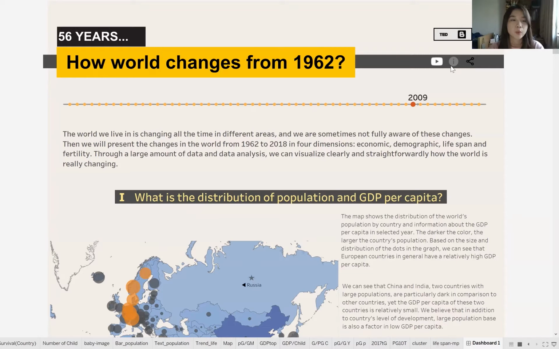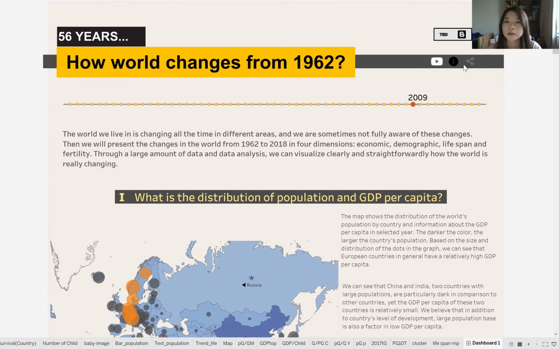We are Group 21. Today, we are talking about how the world changed from 1962. Here we will present the change in the world from 1962 to 2018 in 4 dimensions: economic, demographic, lifespan, and fertility. Through a large amount of data and data analysis, we can visualize early and straightforwardly how the world is really changing.